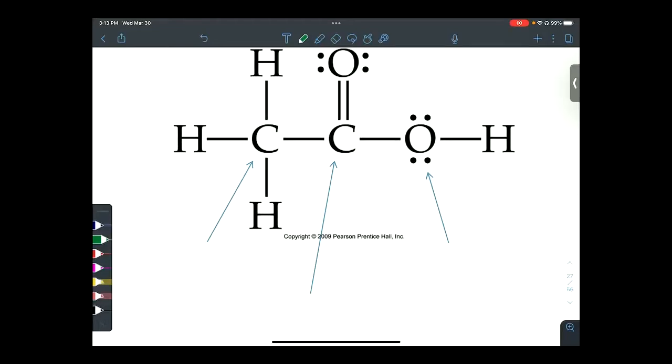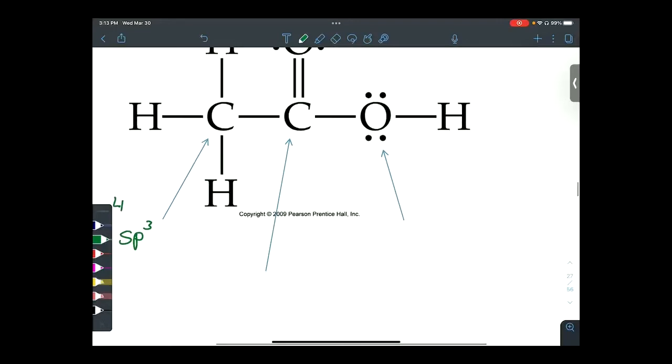4 is not a hybridization. It's just a number. So yes, there are 4 electron domains. We need to combine 4 atomic orbitals, but the hybridization is not 4. It is sp3. So 4 is the magic number, but hybridization is sp3. Okay, next one, the next carbon atom. sp2, because that double bond just counts as 1 electron domain. We'll go into more details about that later.